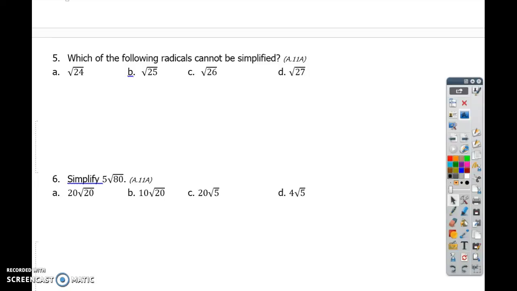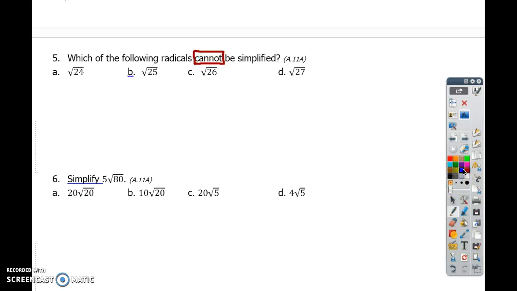Okay, so for review number 2, problem number 5 is just like the one that you guys had on the quiz. It says which one cannot be simplified. So you have to try to simplify all of them and see which one does not.